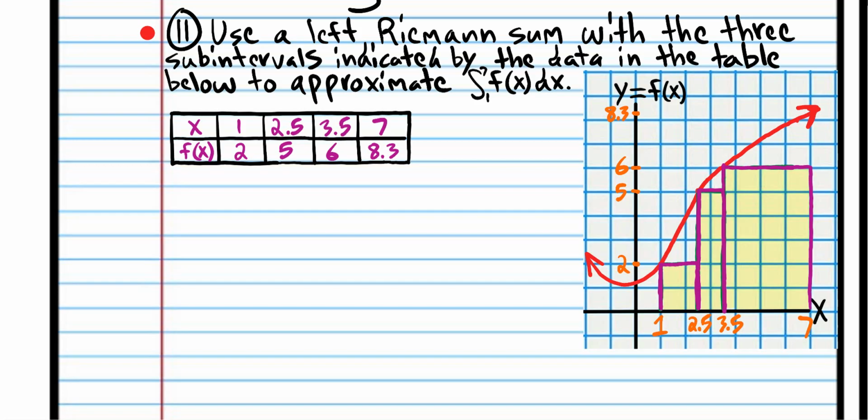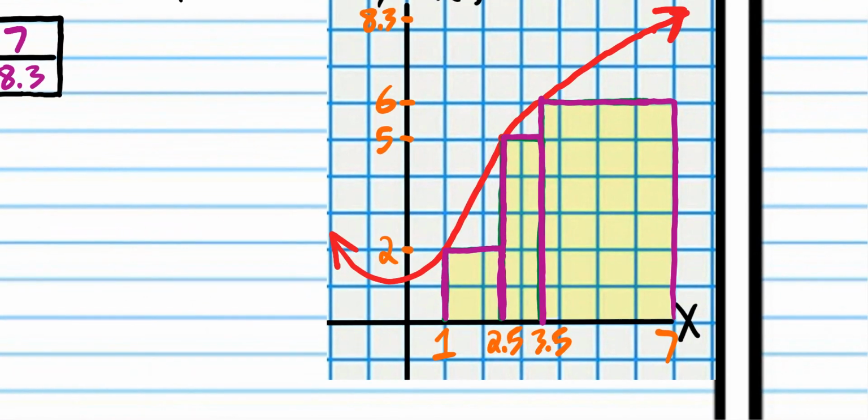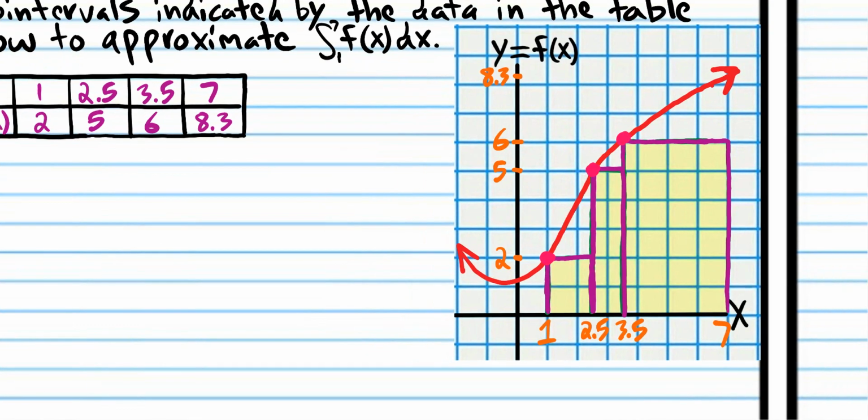Now it says left Riemann sum, right? So that's why the upper left corners of the rectangles are touching the graph of the function f of x. Now again, that red graph is f of x.